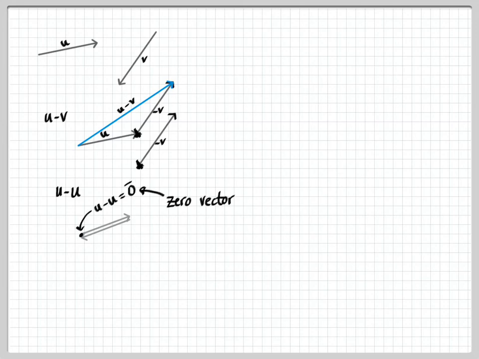And so we just define it. We say, okay, well, u minus u is going to be the 0 vector. And we put a little bar over the 0 to distinguish it from the number 0. What the heck is a 0 vector? Well, it's a vector with magnitude 0. I don't know what direction it goes because it doesn't go anywhere. It doesn't really make any sense to say which direction the 0 vector goes. But it's a vector with magnitude 0.